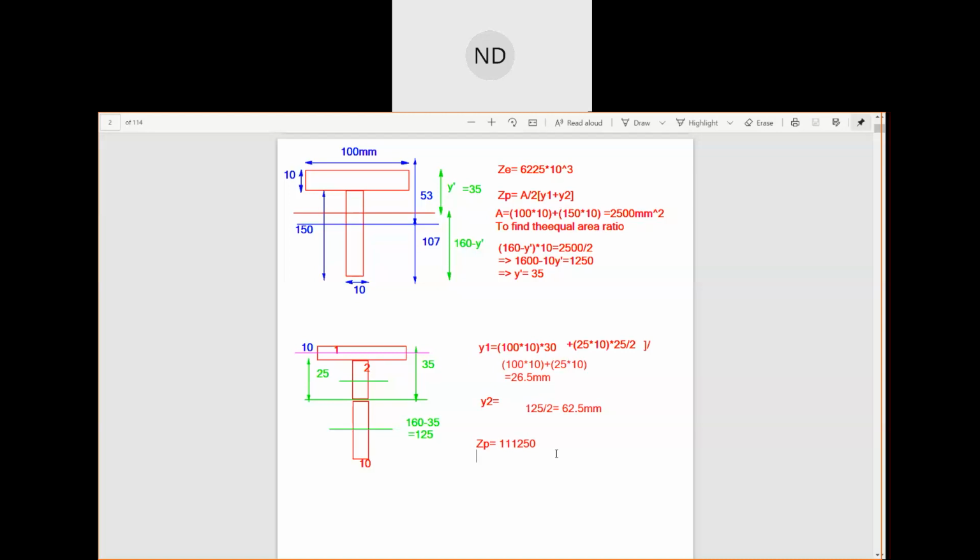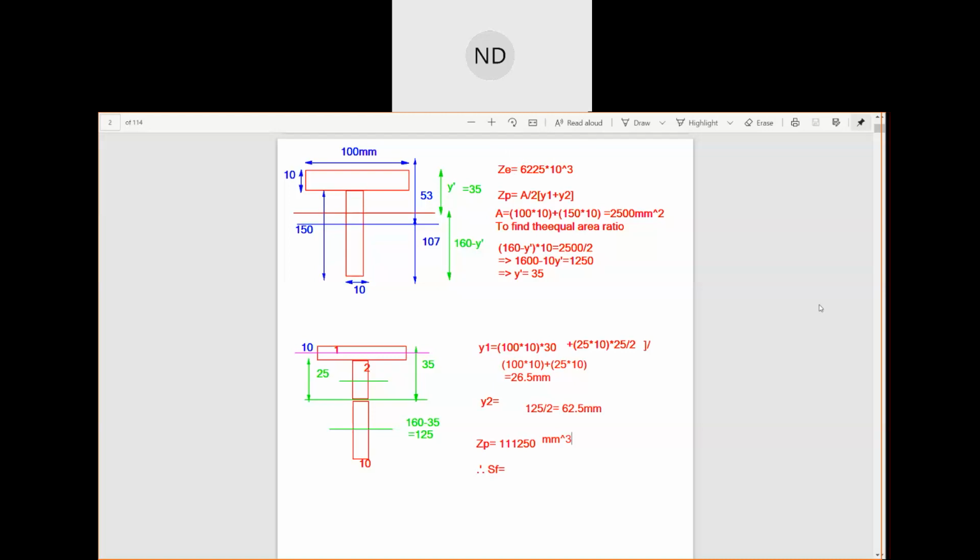So now you can find out the shape factor, SF. The shape factor is ZP by ZE. ZE we had already calculated.